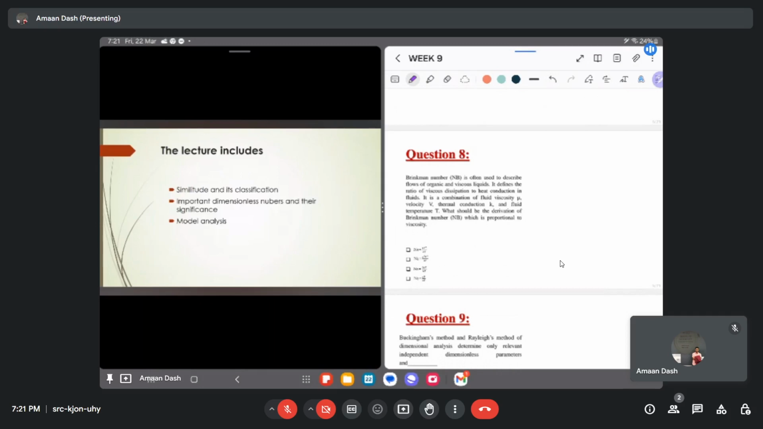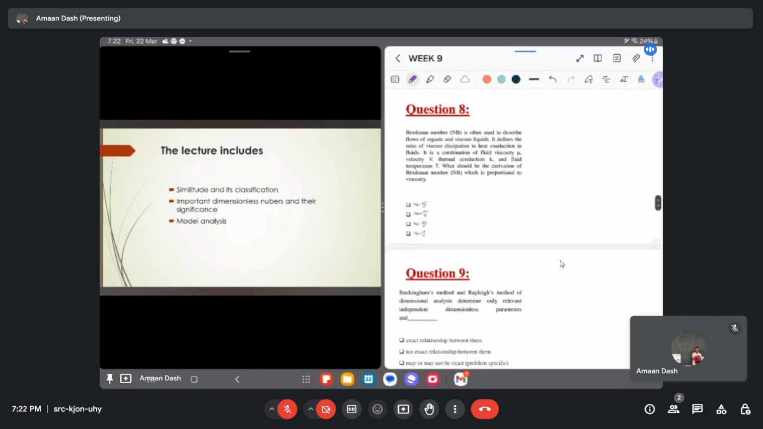It is given that the Brinkman number is often used to describe the flow of organic and viscous liquids. It defines the ratio of viscous dissipation to heat conduction in fluid. It is a combination of fluid viscosity mu, velocity v, thermal conductivity k, and fluid temperature T. What should be the derivation of the Brinkman number, which is proportional to viscosity? So, which one is the correct expression for the Brinkman number? Okay, so let us see.